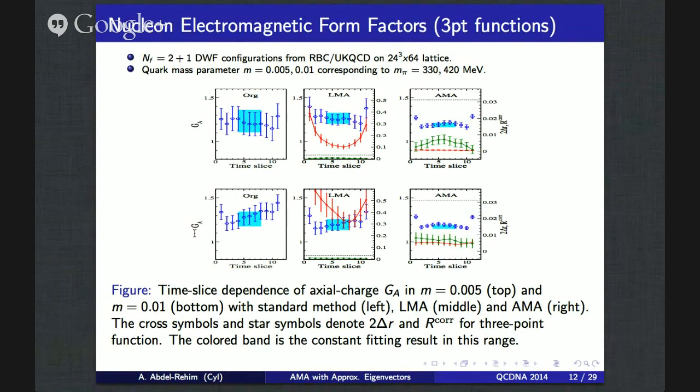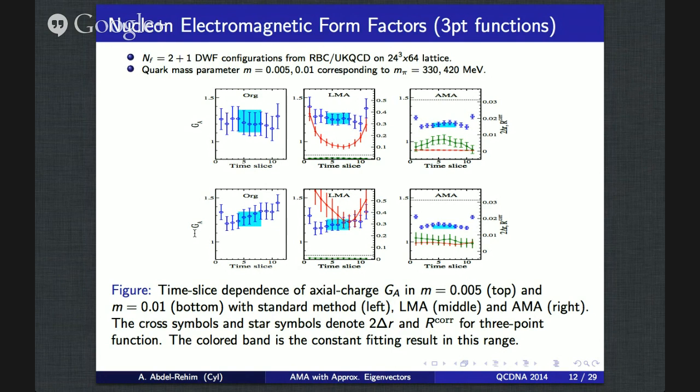Just what one would do to calculate this correlation function. So this is what we call the original approach. And then in the middle, we have the low mode averaged method, and on the right, we have the all mode averaged method. On each of these plots, there are these blue circles, which is GA itself with its error, and we can see very well that this all mode averaging method gives you a much smaller error.